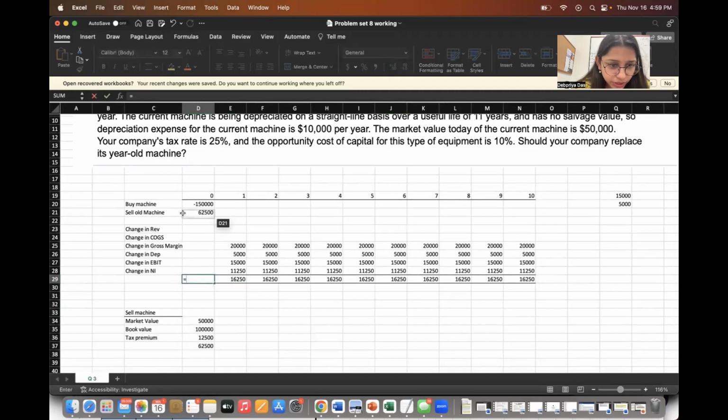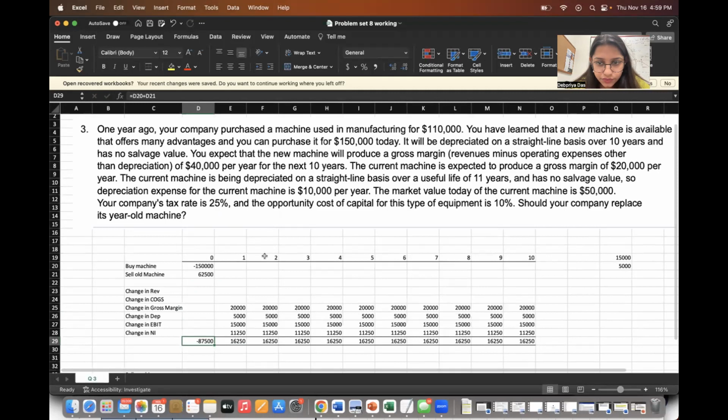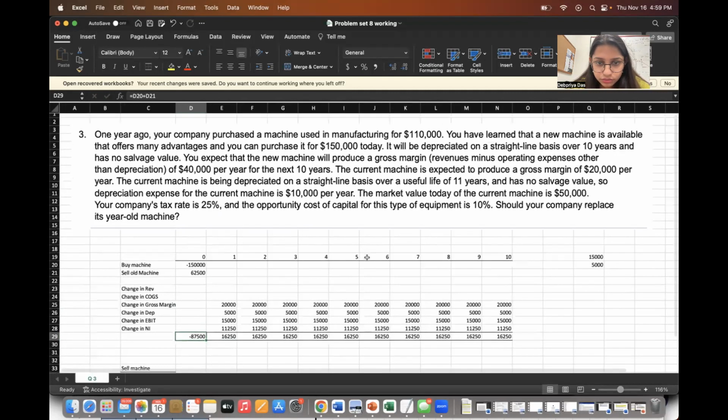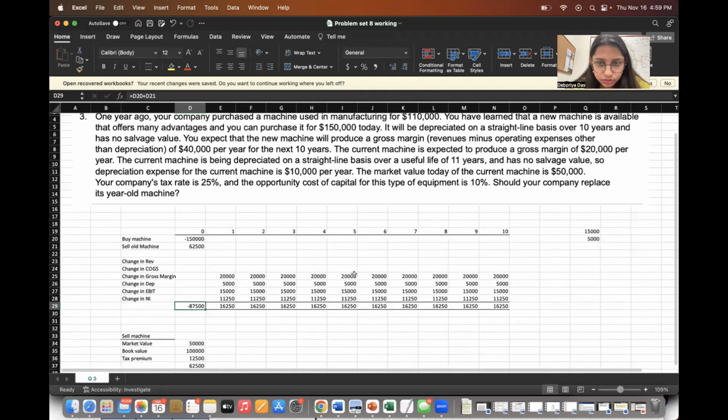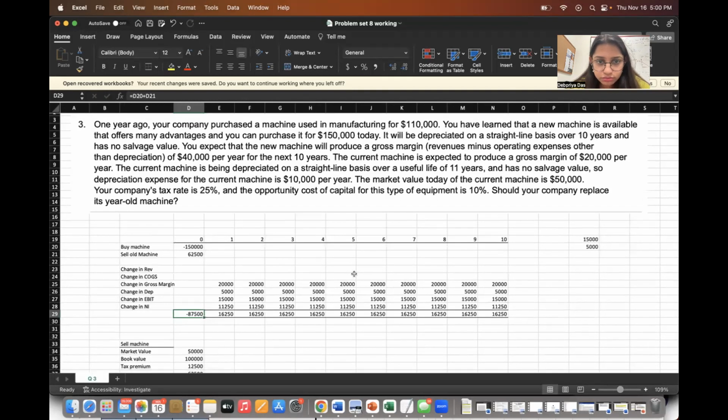And we also probably should find out what's going to happen in year 0, which is this plus. So you're going to buy the new machine, sell the old machine. This is what's going to happen. Year 0 cash flow. That's clear. All right. Did we do everything? Yes. I would say yes.